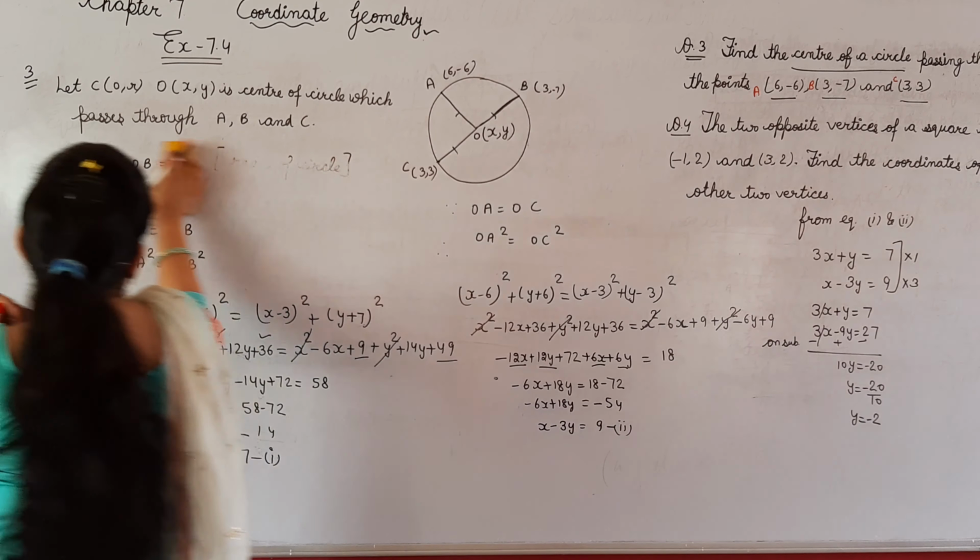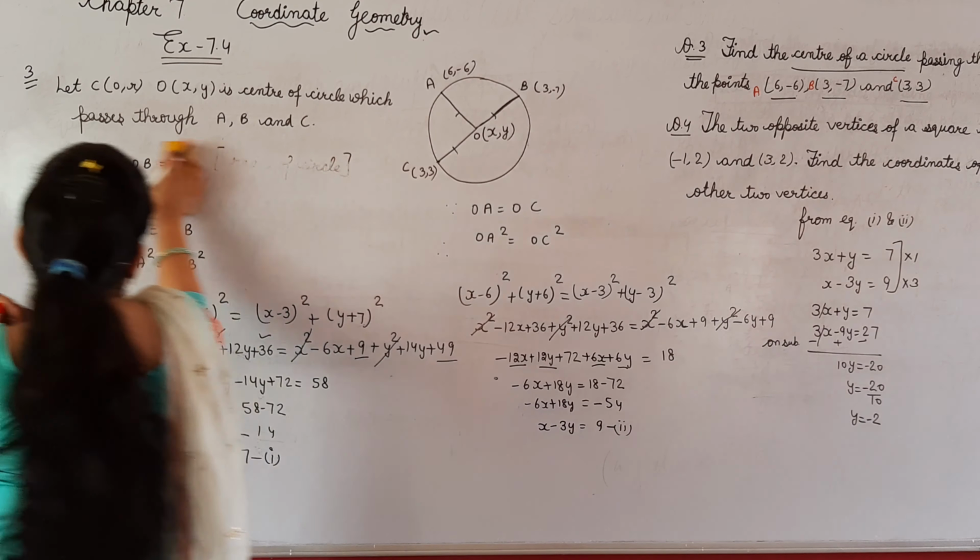Now question number 4 of exercise 7.4. What is given in question number 4? That two opposite vertices, opposite means आमने सामने के, of a square are given, means आपको एक square given है और उसके दो vertices आपको given है.